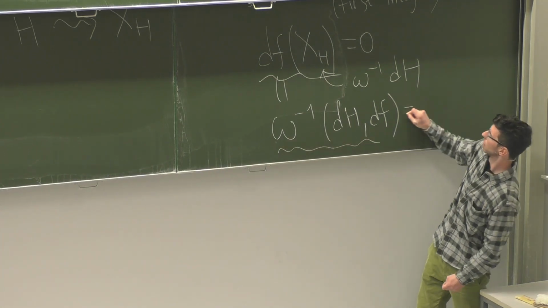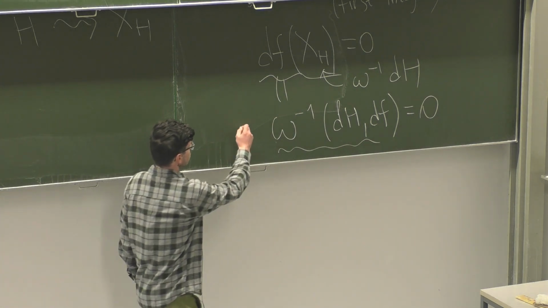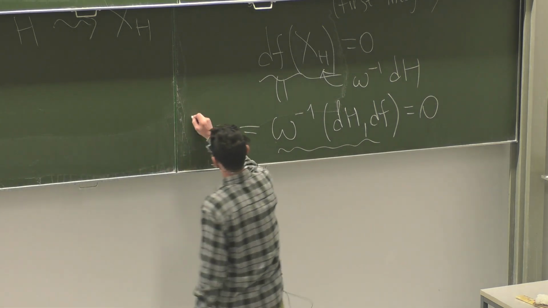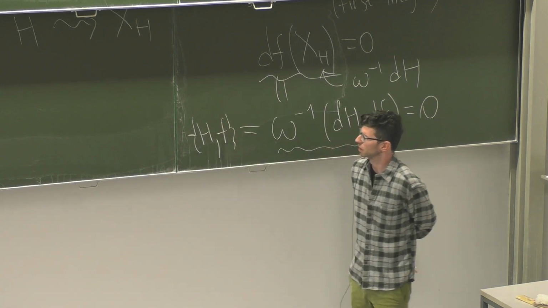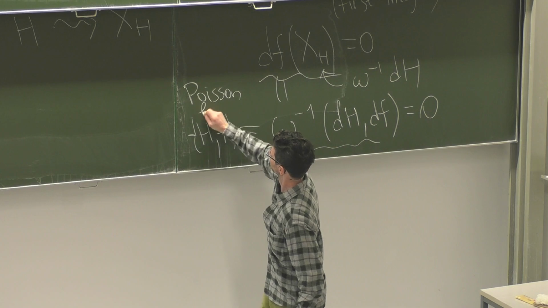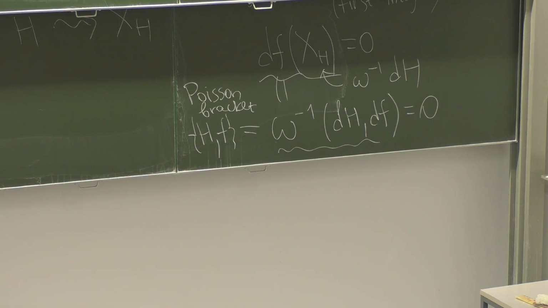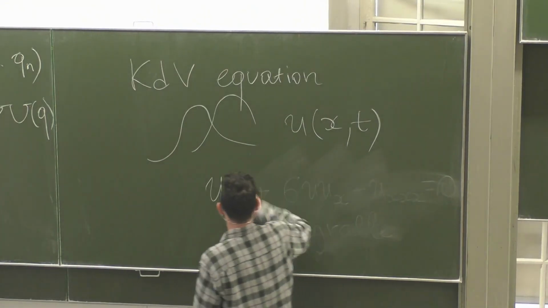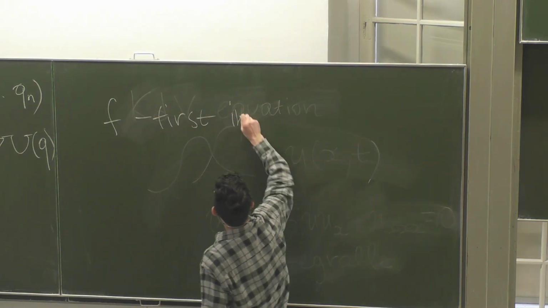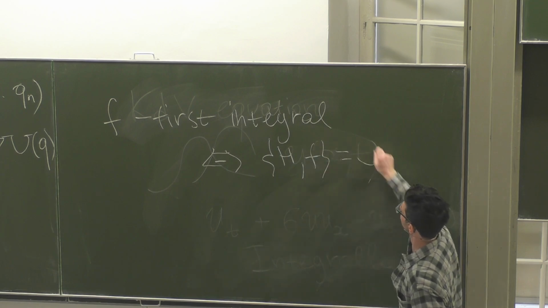So we see that the condition for being a conservation law is that omega inverse of dH and df is equal to 0. This expression is very important, and because of that there is a special notation and a special name for it. It's called the Poisson bracket of H and f. And we see that the condition for a function f to be a first integral is that its Poisson bracket with the Hamiltonian is equal to 0. This happens if and only if the Poisson bracket of our energy function and f is equal to 0.